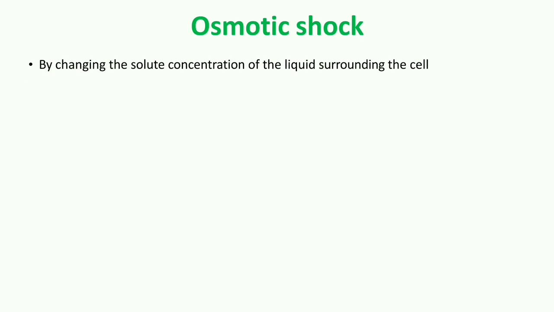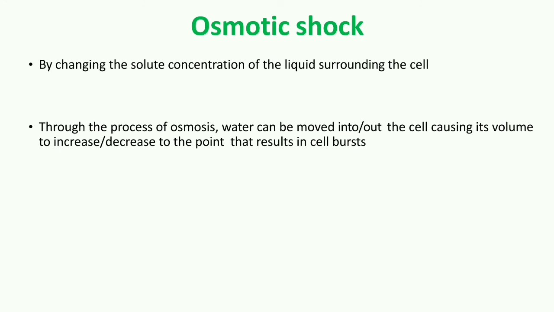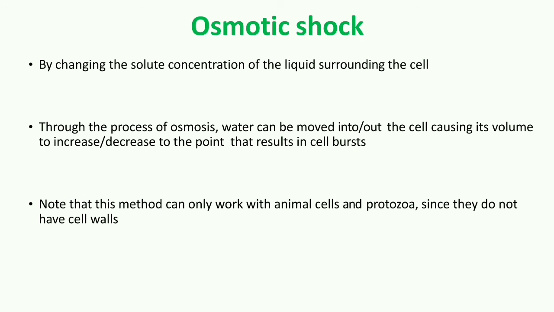Use of osmotic shock. Osmotic shock is mainly used to disrupt animal cells. This is done by changing the solute concentration of the liquid surrounding the cells. By the process of osmosis, water can be moved either inside or outside the cell, causing its volume to decrease or increase to a point which results in the bursting of the cells. This method cannot be used for plants and should be used only when working with animal cells or protozoa, as they do not have a cell wall protecting them.